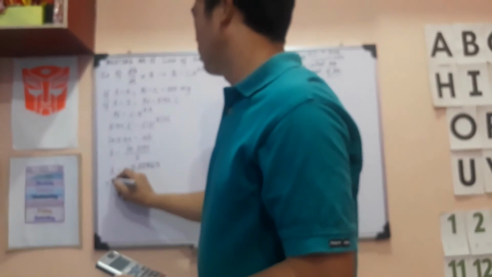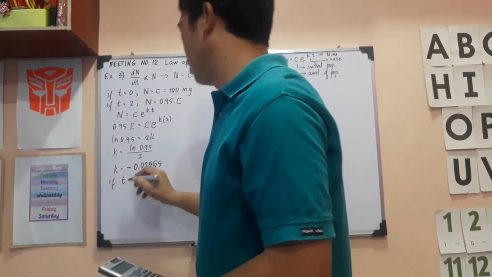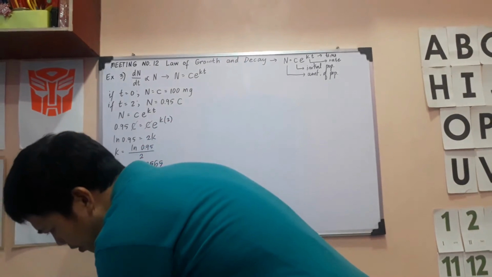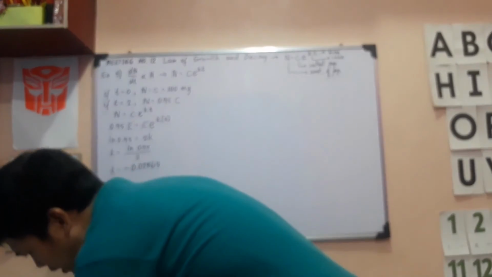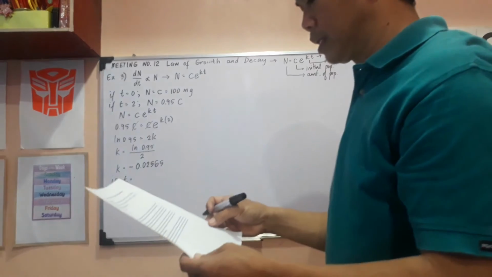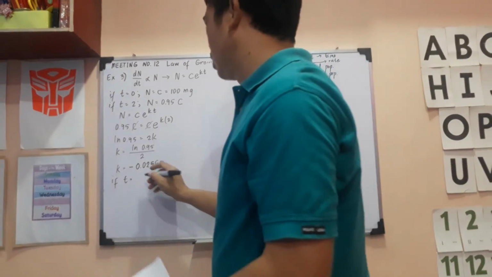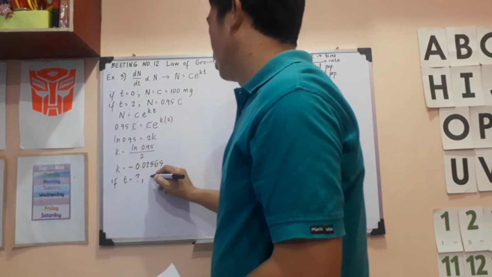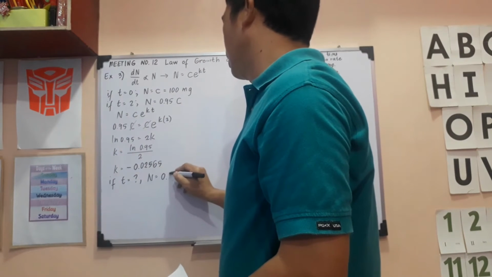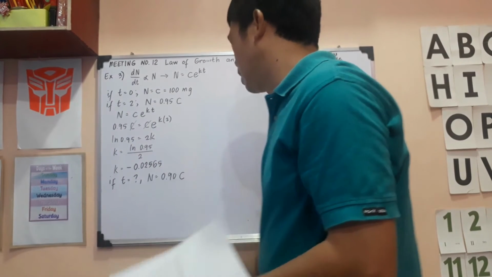Now, if time is equal to, given ba yon? Find the necessary time. Time necessary for the 10% of the original mass to have decayed. So, time ang tinatanong na ang magiging N natin ay 0.9 C.